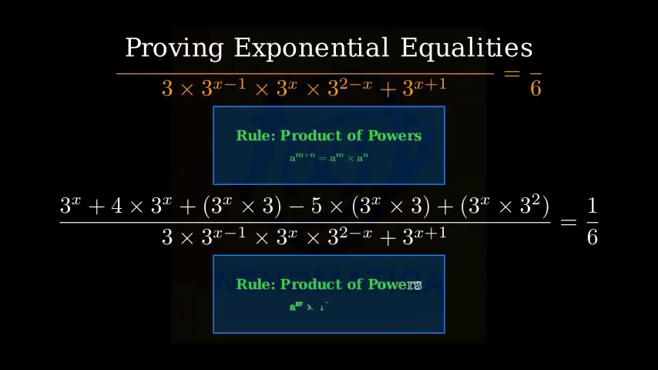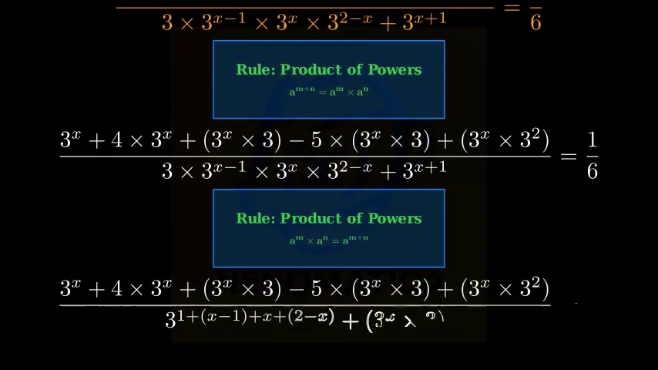Now, let's focus on the denominator. We can combine all the exponents of 3. Remember that when we multiply powers with the same base, we add the exponents. This gives us 3 to the 1 plus x minus 1 plus x plus 2 minus x plus 3 to the x plus 1 term.